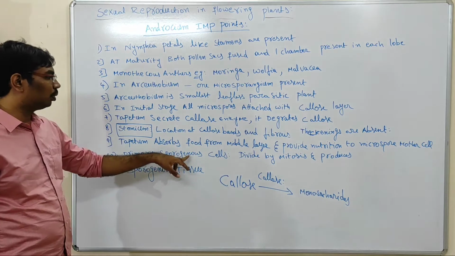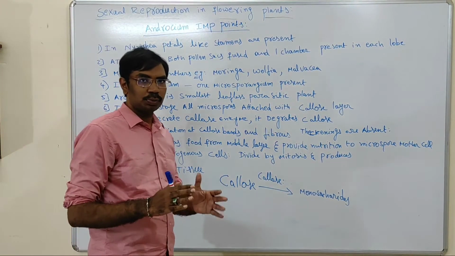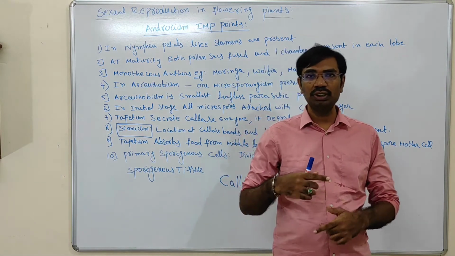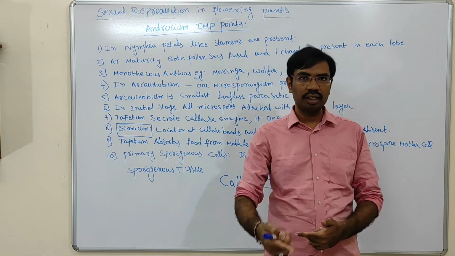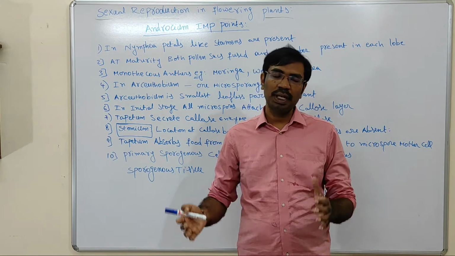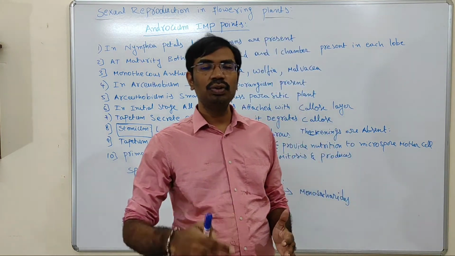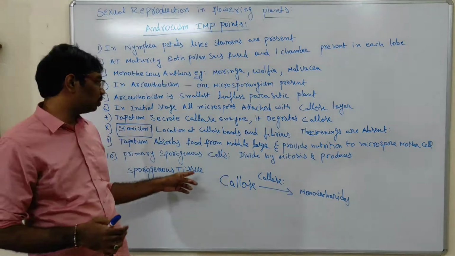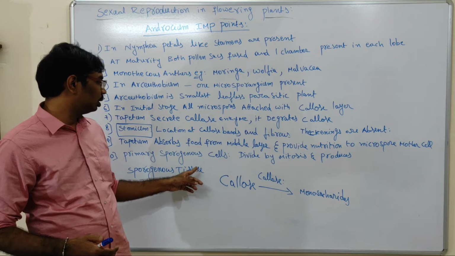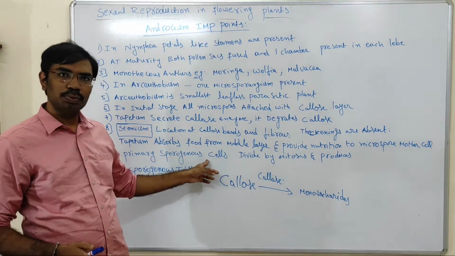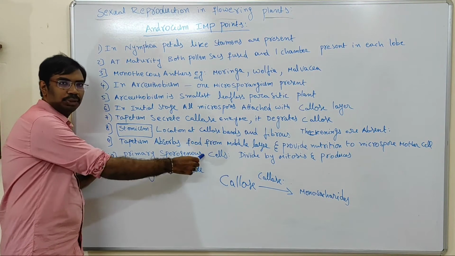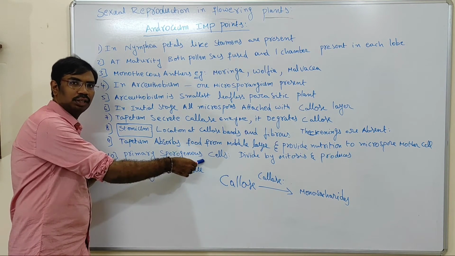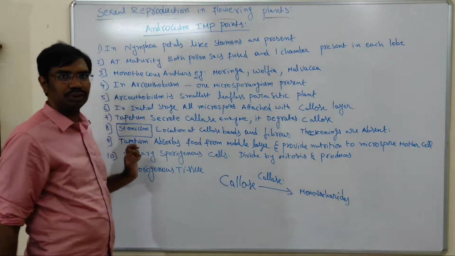Okay, so primary sporogenous cells. The primary sporogenous cells are present in the anther. These primary sporogenous cells divide by mitosis. After that, they will produce the sporogenous tissue. So sporogenous tissue is produced by the primary sporogenous cells. This cell divides by mitosis, and after division, it will produce the sporogenous tissue.